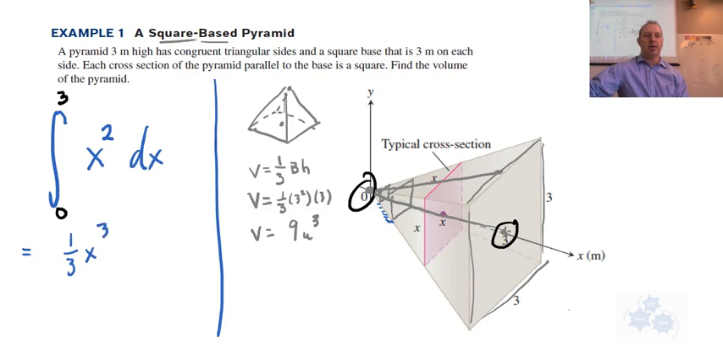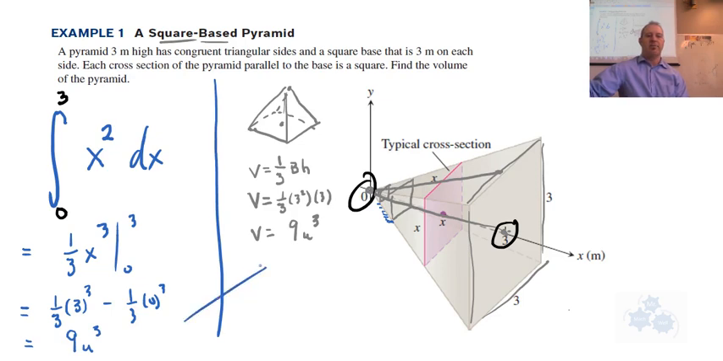1/3 x cubed. Very good. So we're going to evaluate that from 0 to 3. So that's going to be 1/3 3 cubed minus 1/3 0 cubed. Okay. So 1/3 3 cubed, well, 3 cubed is 27. A third of that is 9. So we get our volume as 9 units cubed. See that?